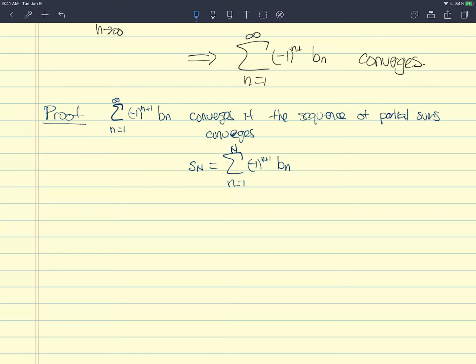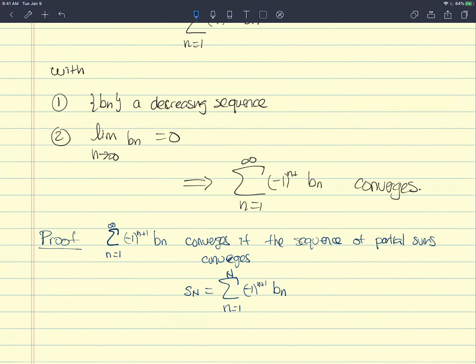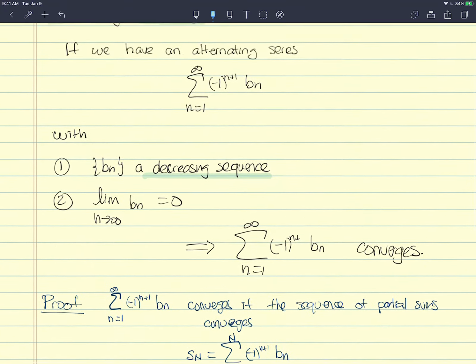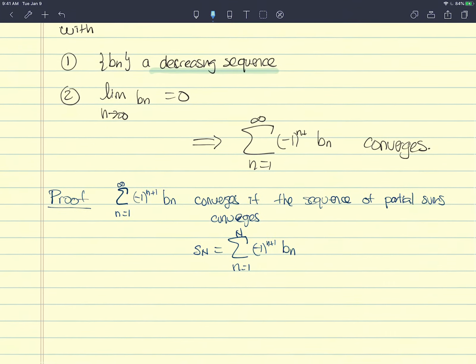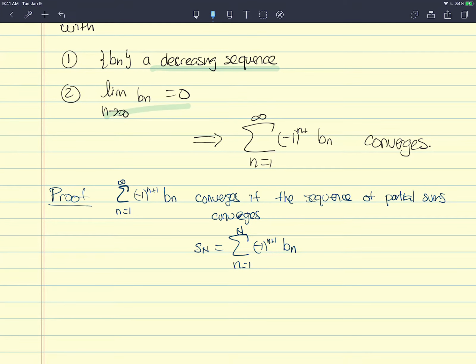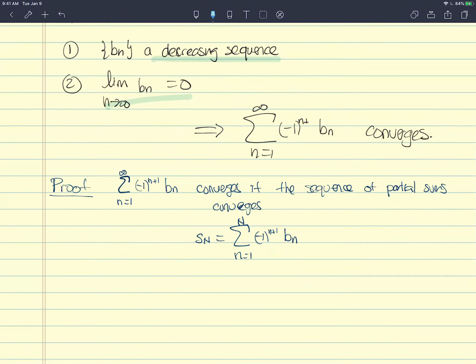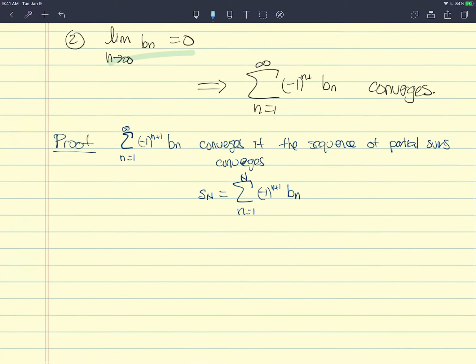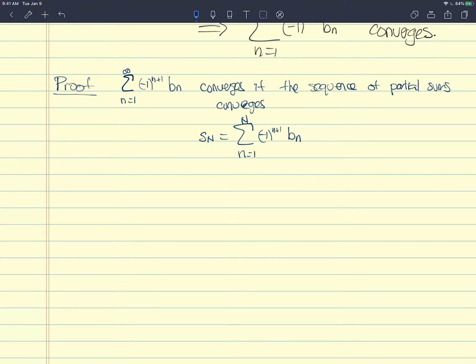In this scenario, we're going to use the alternating series test, so we want to assume these two things. We assume that the bn's are decreasing, and of course we're assuming that the bn's are positive, like we did before, and that the limit is 0. With those two things only, we're going to prove that the alternating series converges. To do that, we're going to take a look at the partial sums, and we're only going to look at the evens.